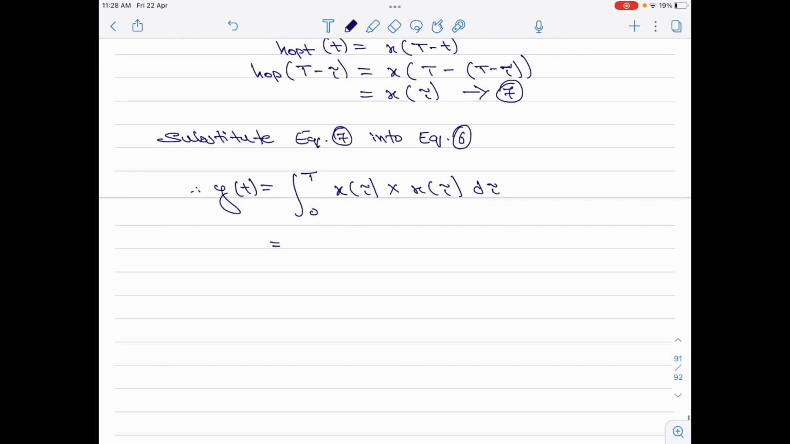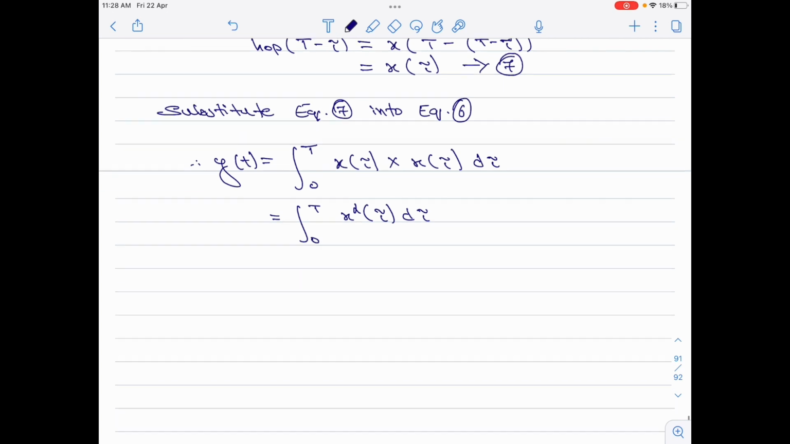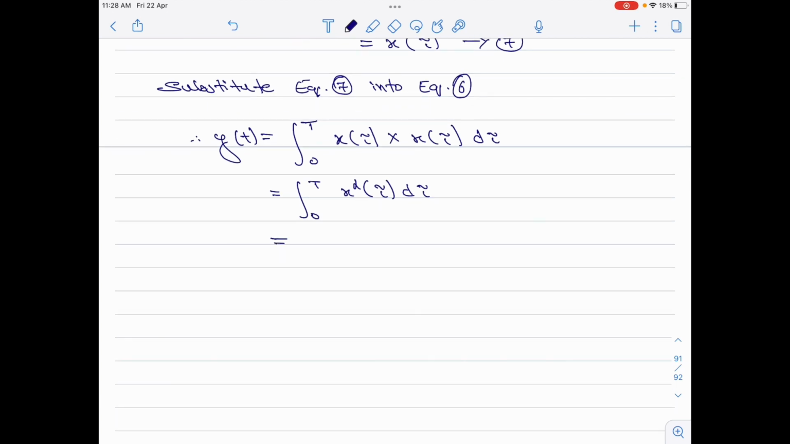This is equal to integral 0 to capital T x square of tau d tau. Please note, this is nothing but the energy of the input signal x of t. Let me now substitute for x of tau here. This is equal to integral 0 to capital T, x of t is 4 into e to the power of minus 2t, but here we are representing everything in terms of tau. So, I will write it as (4 e to the power of minus 2 tau) whole square d tau. This is equal to integral 0 to capital T, 4 square is 16 multiplied by e to the power of minus 4 tau d tau. Let us now perform the integration.